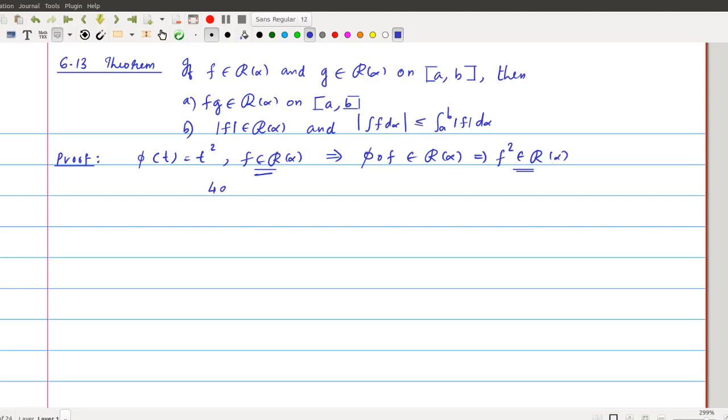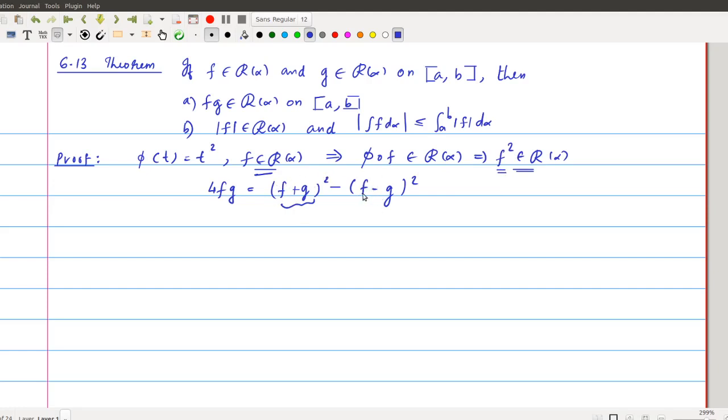Now we write the product fg. What is 4fg? 4fg can be written as (f plus g) whole square minus (f minus g) whole square. We know that f and g are integrable, then f plus g is integrable, and since f is integrable implies f square is integrable, the square of f plus g is integrable.